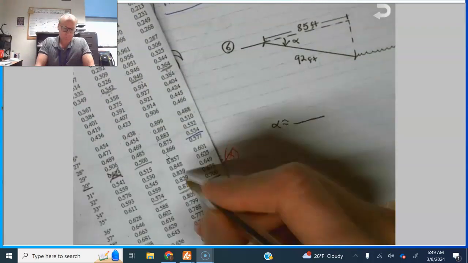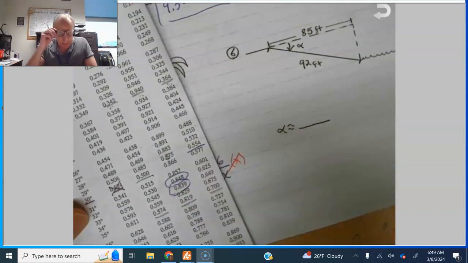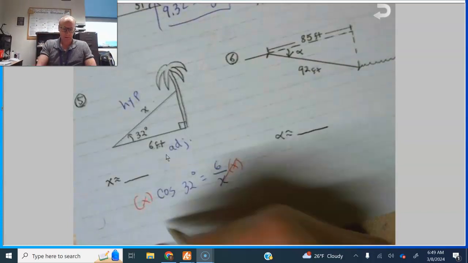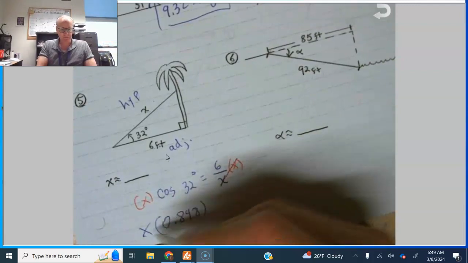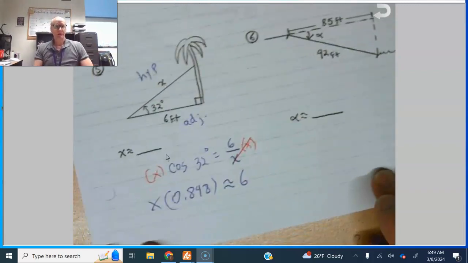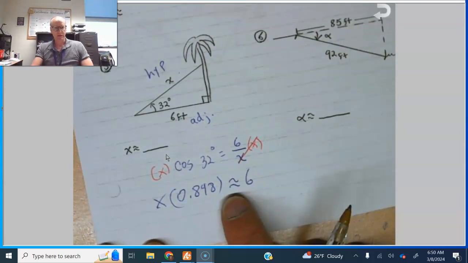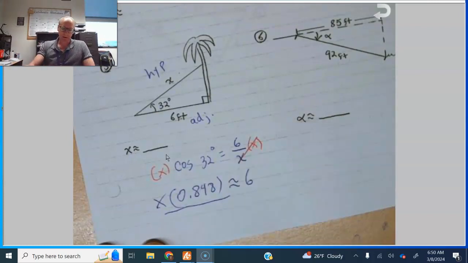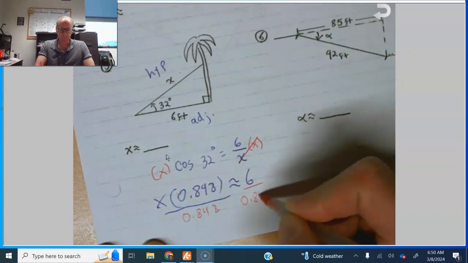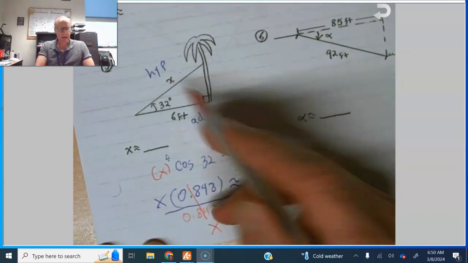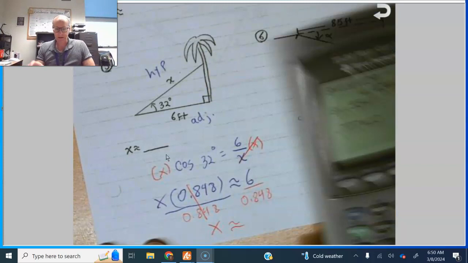Yep. Is that 33? Nope, 32. There we go. 0.848. And that multiplied by x will be approximately equal to 6. Now, all you have to do is divide by the decimal, 0.848. Hopefully I got it correctly. I think I read it correctly. We divide by 0.848, and we are going to get x, which is the length of the guy wire in feet. And we'll do that division.